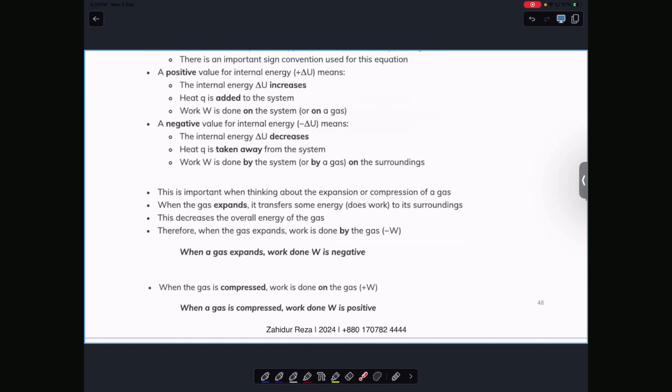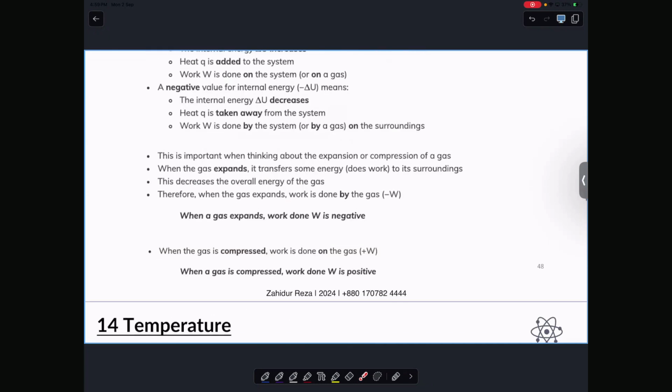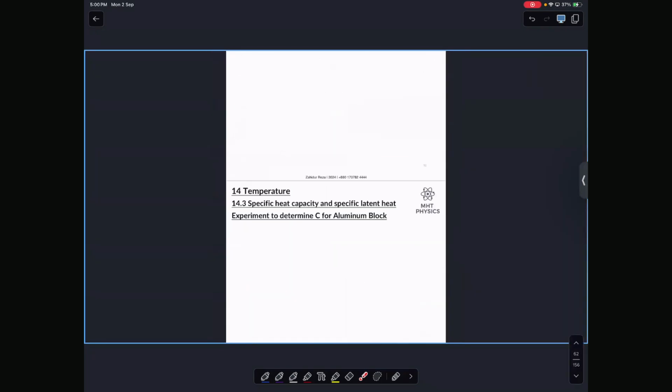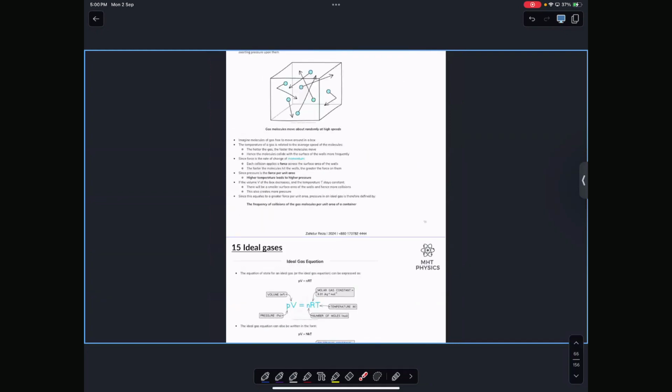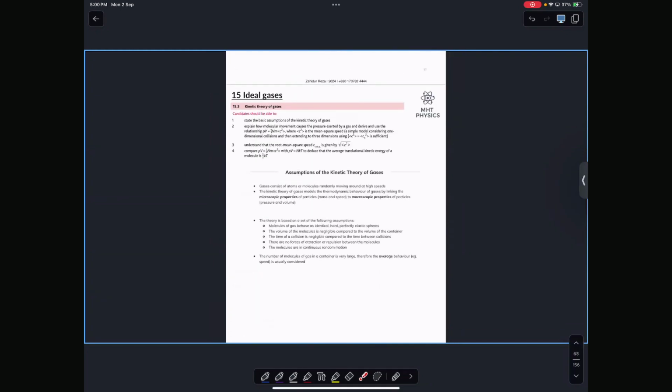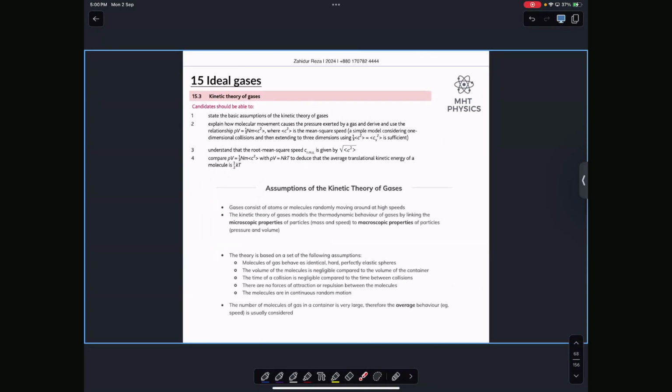Okay. Right. So this is basically the part that you have to be careful about. When a gas expands, W is negative. When a gas is compressed, W is positive because you're doing work on the gas. And when the gas pushes you out, it's negative. Okay. So we'll come across this later on. I'm just giving you a heads up. There's a chapter much later on, at least next week, on ideal gases. That's where we apply these.